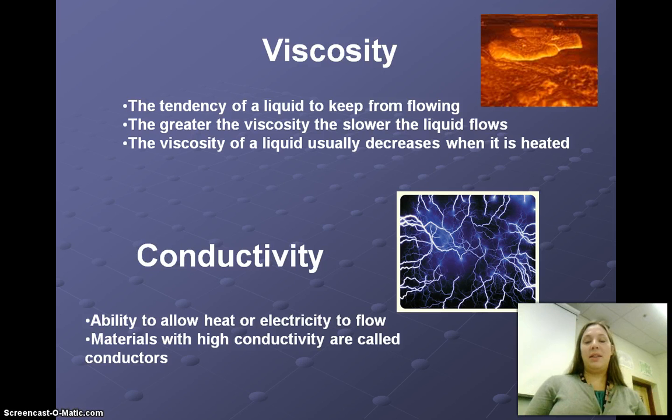Conductivity is the ability to allow heat or electricity to flow through a material. And any sort of material that allows heat to easily flow or electricity to easily flow is called a conductor. Materials that prevent electricity and heat from flowing are called insulators.